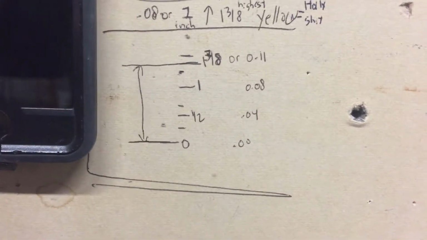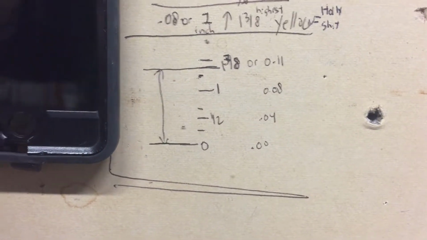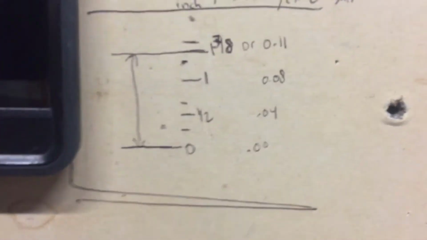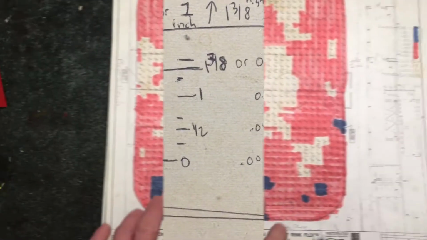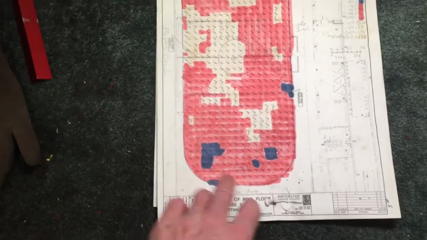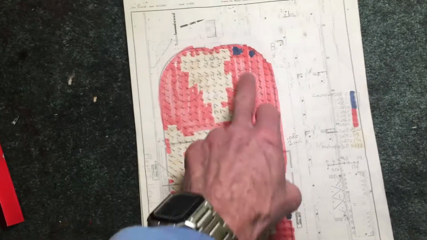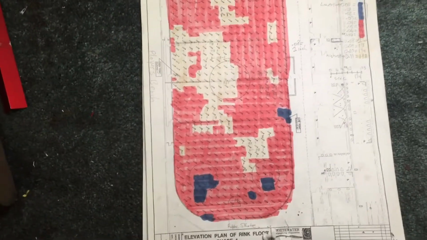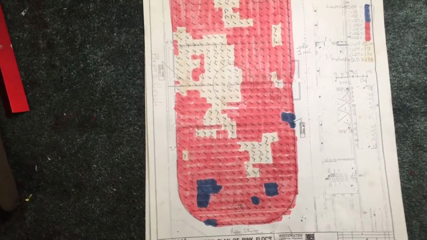To give you an idea what 1 inch and 3/8 is, I wrote this a long time ago on the wall. This is to scale, and I stuck my phone next to it so you could get a good indication what 1 inch and 3/8 is, or 0.11. Going to this color coding, I consider anything in the blue would be somewhat level concrete. So that's anything that's under a 1/2 inch.